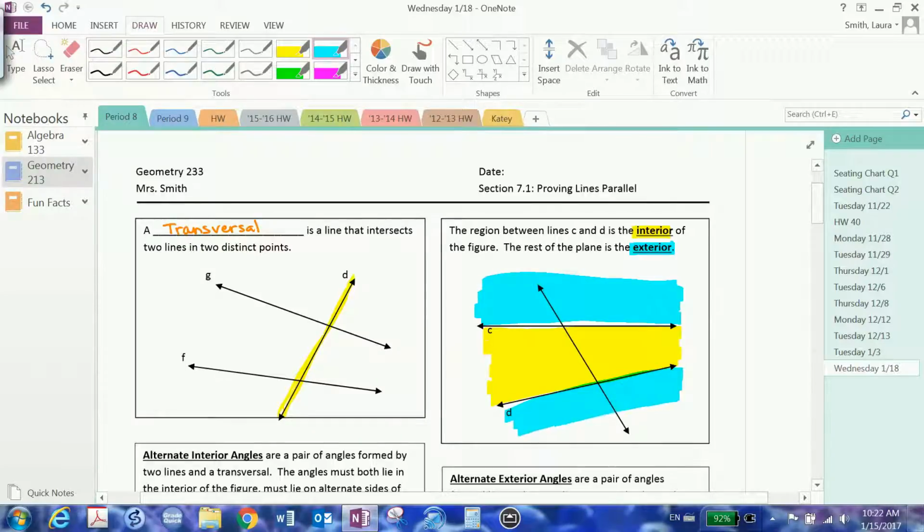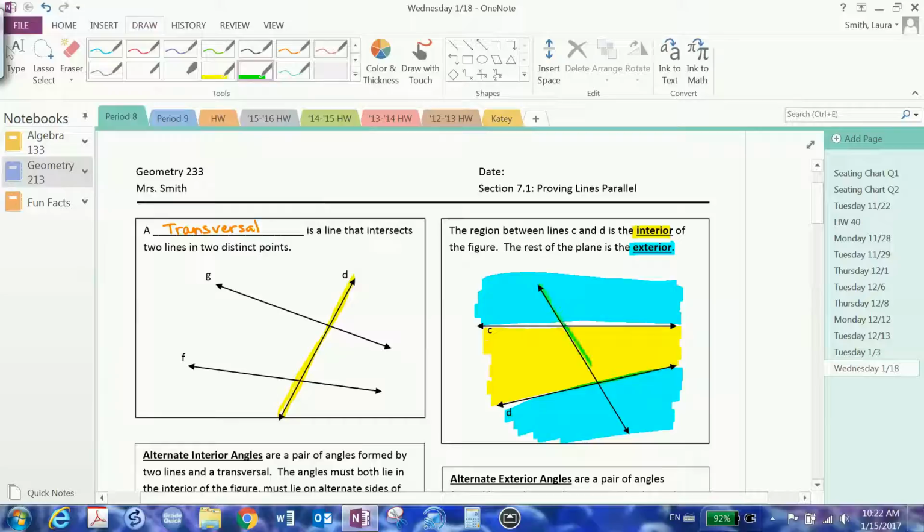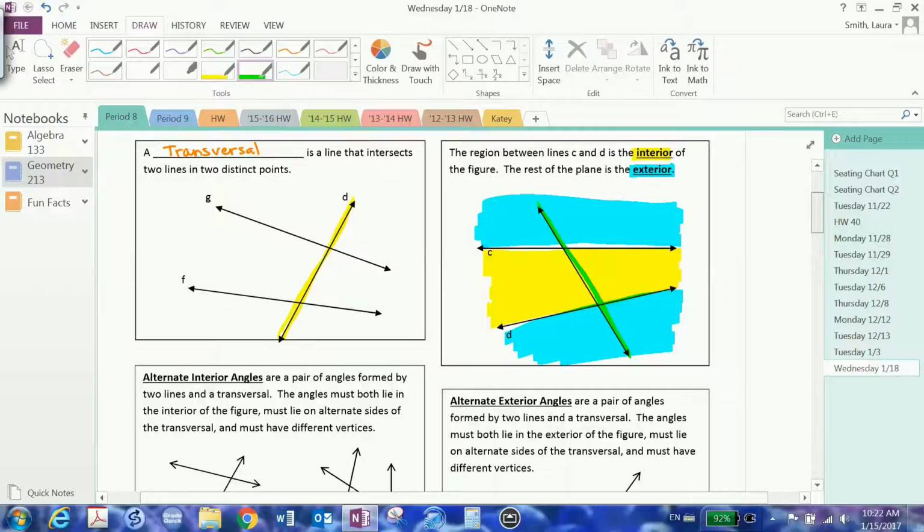And by the way, if you think about this kind of as a sandwich, this line that's cutting through, this line here, is like the toothpick that you hold the sandwich together with. That's the transversal. Okay? All right, so we have some vocab already.